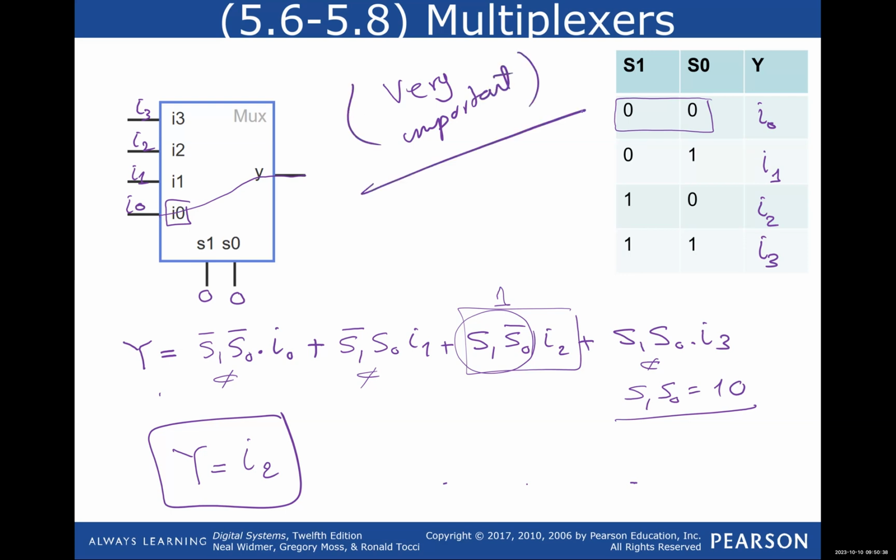Is it clear? So how can we come up with the equation? And then if I'm giving you a selection, how can you come up with the output based on the different inputs that you have and based on the selection that I gave you? Always think about the vending machine example. Questions?